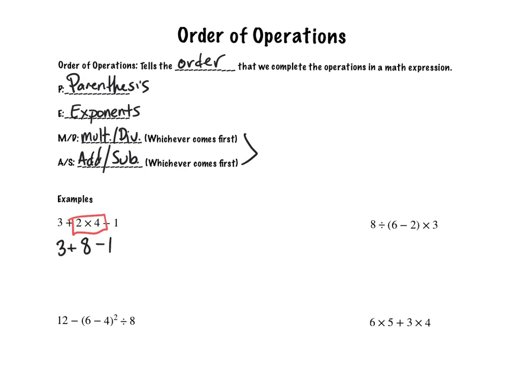So now all I have left is that add, subtract, so just go left to right. So 3 plus 8 is? 11 minus 1 is? 10. All right, towards the answer. Good job, Chris.